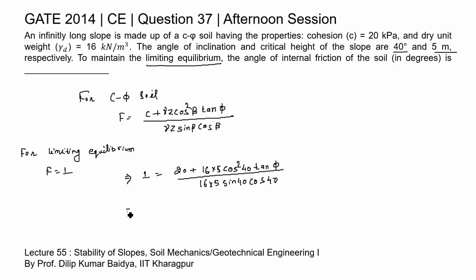So, when we solve this equation, we will get phi, that is angle of internal friction of the soil, as 22.44 degree. So, here for this question we found the angle of internal friction of the soil as 22.44 degree. So, 22.44 is the correct answer for this question. Thank you.